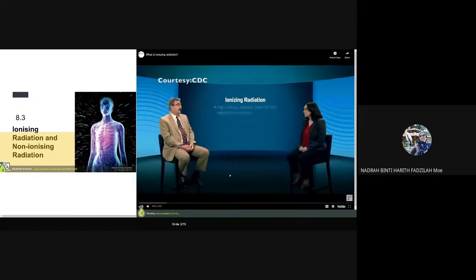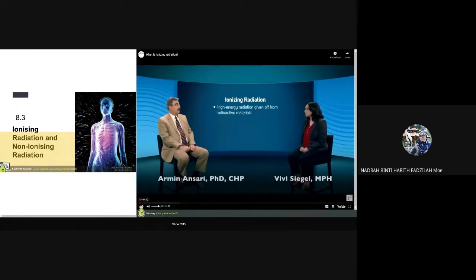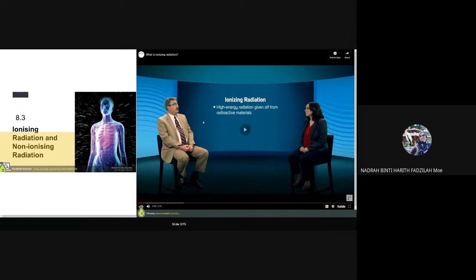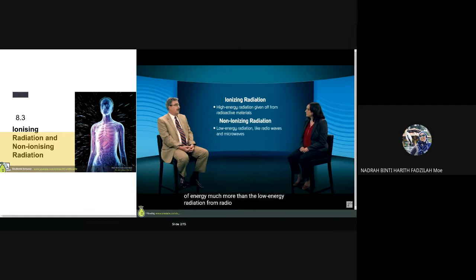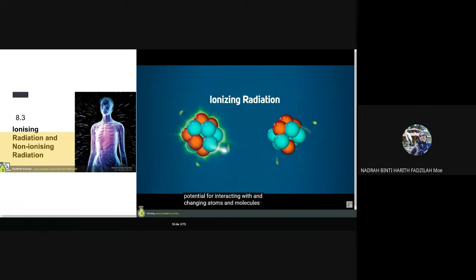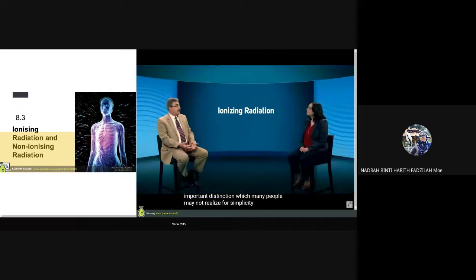Ionizing radiation, which is energy that's given off by radioactive materials. Ionizing radiation has a lot of energy, much more than the low energy radiation from radio waves, cell phones, and microwaves. These types of low energy radiation are called non-ionizing radiation. Ionizing radiation has potential for interacting with and changing atoms and molecules. This is an important distinction which many people may not realize. For simplicity, we'll just refer to it as radiation.